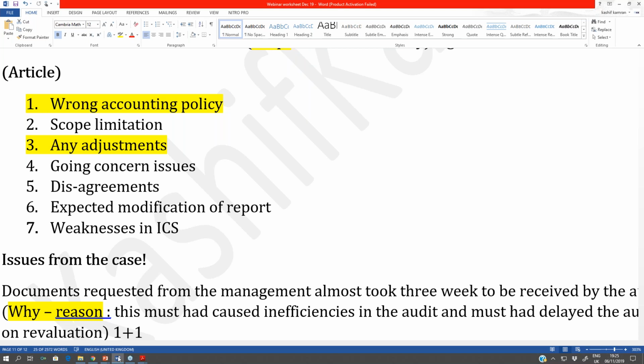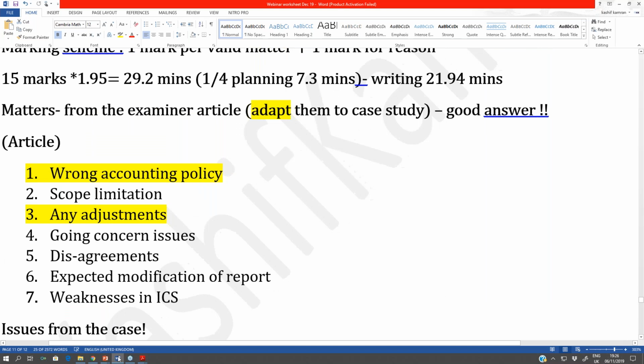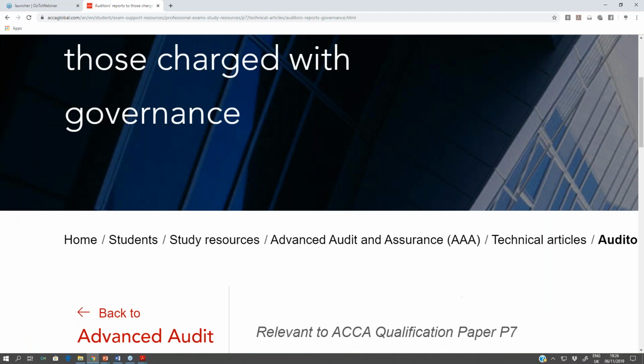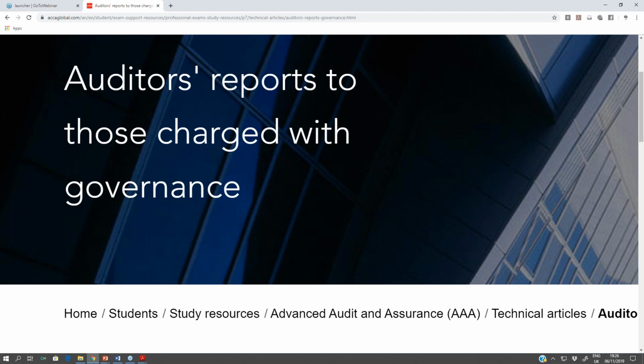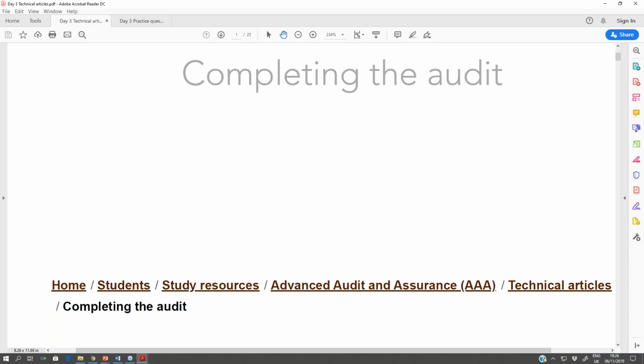If your partner fell ill, and for that reason you need to retain your existing partner for the 8th year, that is also an issue. Now, if you think the article we just read, which had the title Auditor Report to Those Charged with Governance, is sufficient, and you don't read the second article I recommended, did I recommend a second article to be read, Completing the Audit? And you go down and read this article, which I've shared with you in the session, Completing the Audit.